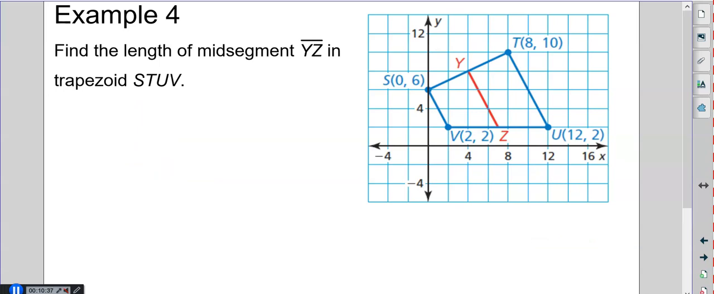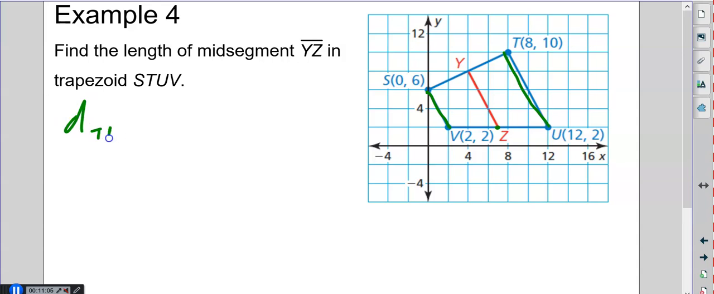All right, so what we need to do is find the measure of SV and TU. You might say, well, why don't we just do YZ? Because you can see this does not land at a certain number. It's a decimal. We don't know what it is, so we can't figure it out. We have to guess, and that's not what we do here. So we're going to do the distance twice.